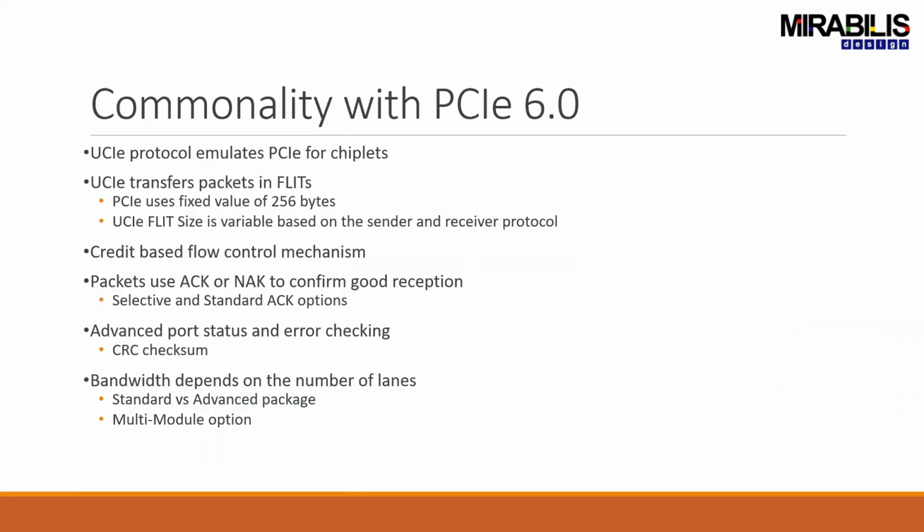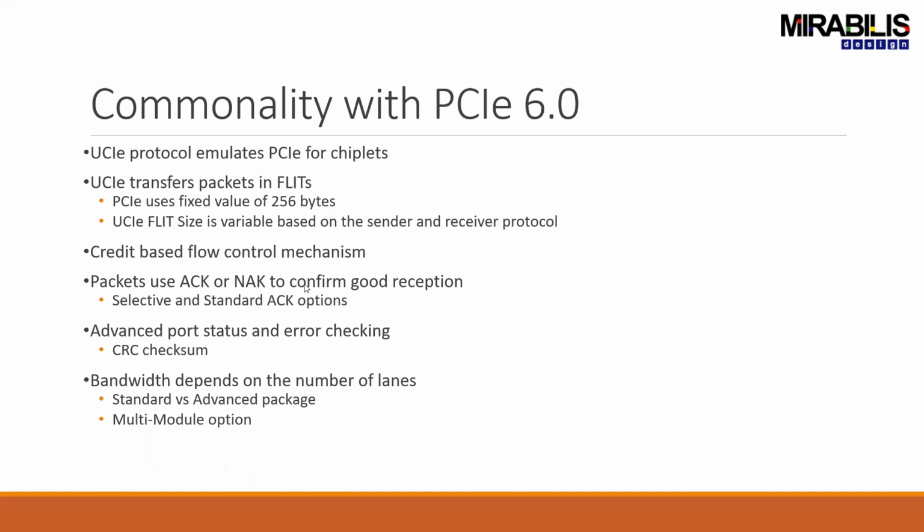Now, since we talked about PCIe 6.0, let's talk a little bit about what is common. First and foremost, they are sending data in flits, so you send it as packets. The difference is PCIe has a fixed packet size of 256 bytes, while the UCIe flit is really based on the sender and receiver protocol. The other thing that's common is that you have a credit-based flow control, so it ensures that there's no loss of data. The retry mechanism ensures reliable communication, and for that, they use the ACK and the NAK to confirm good reception.